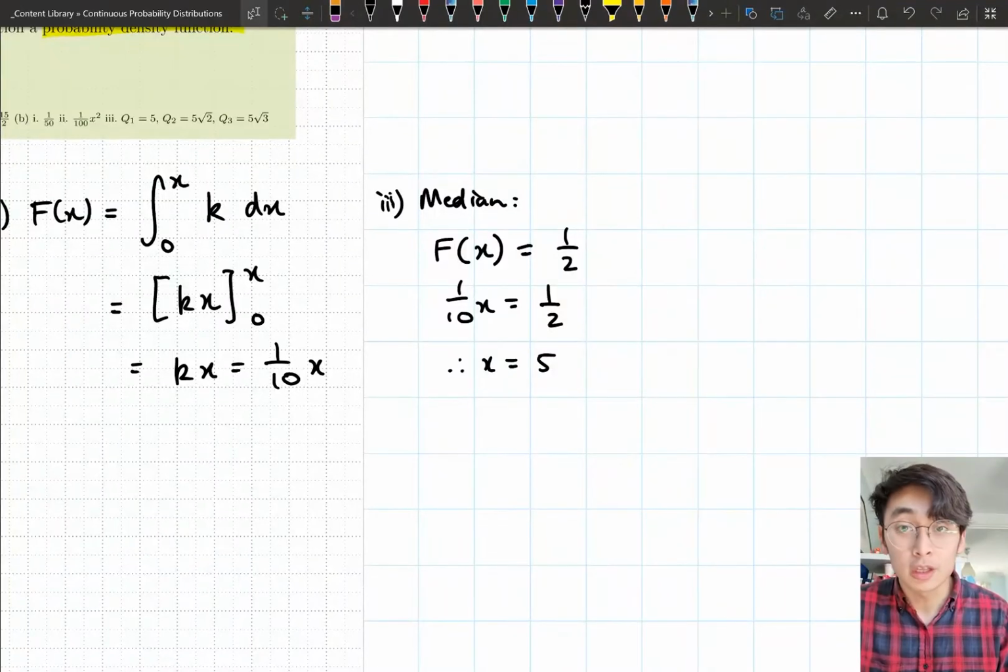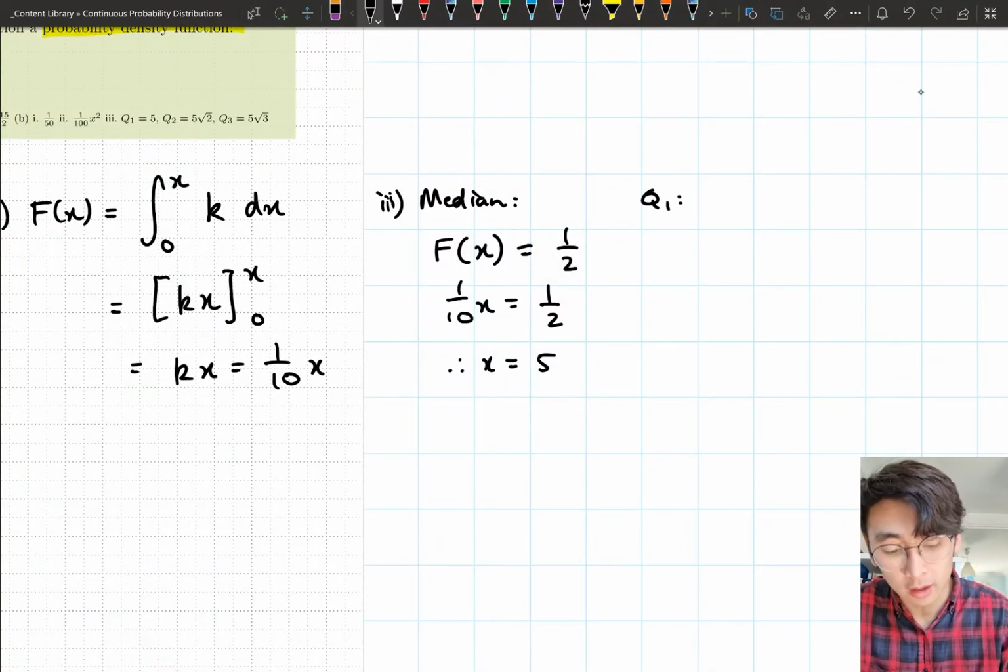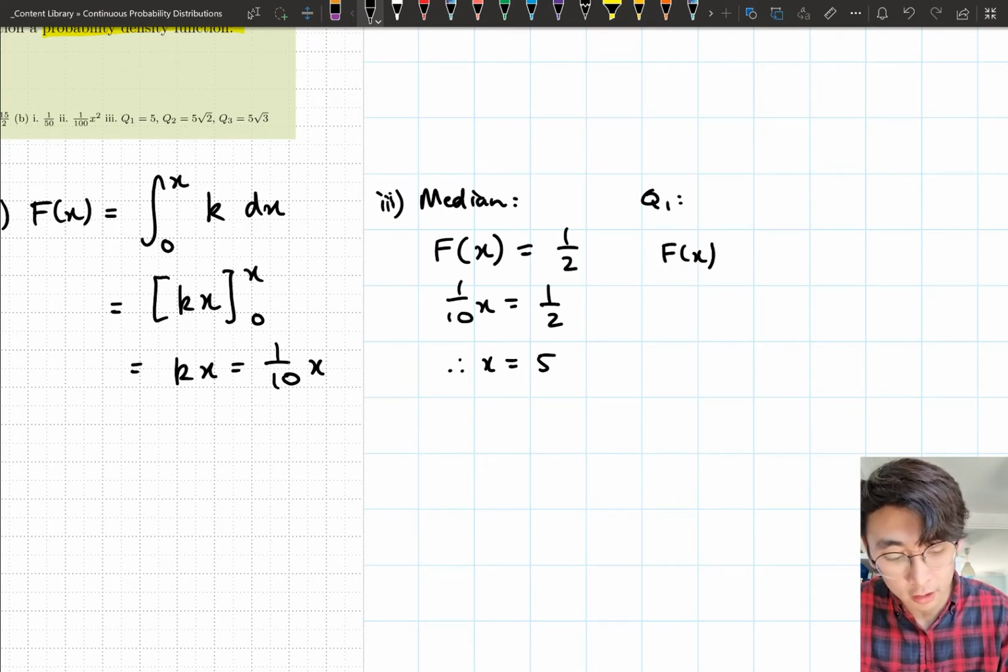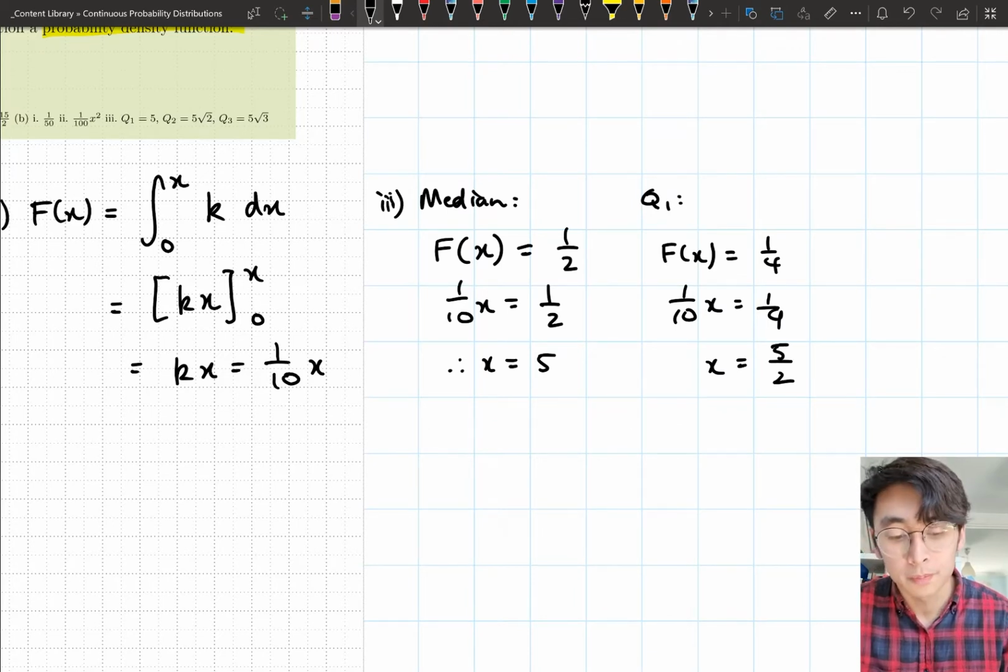So from there, we just need to do the same thing for our quartiles. Now, first quartile is when we have 25% of the scores, or 1/4 of the scores. So here, f of x is going to be equal to, it's not going to be a half, it's going to be a quarter this time. So here, I'm going to have 1 over 10x is equal to a quarter. So x is equal to 5 over 2.